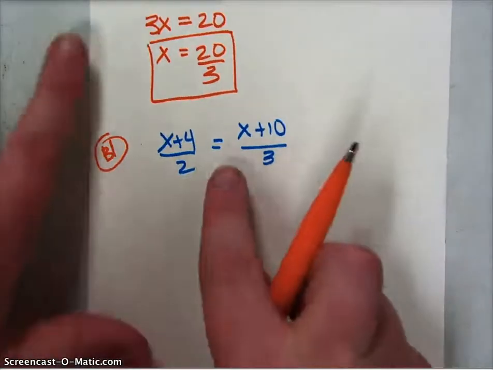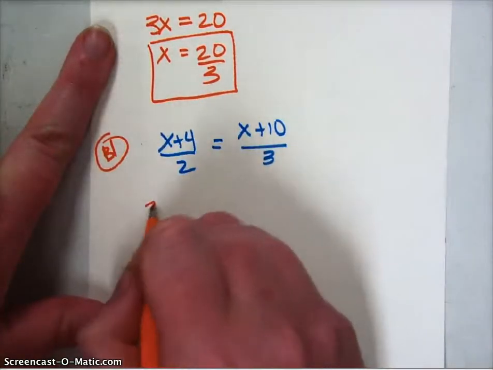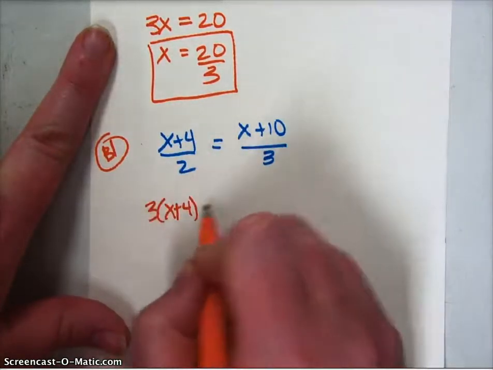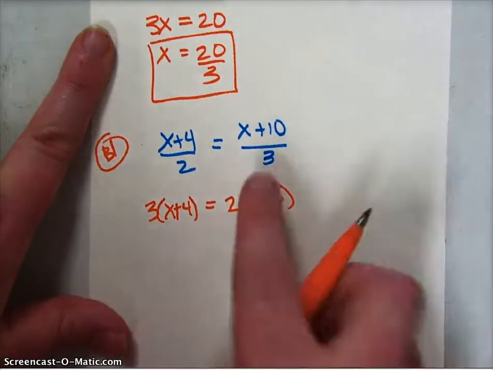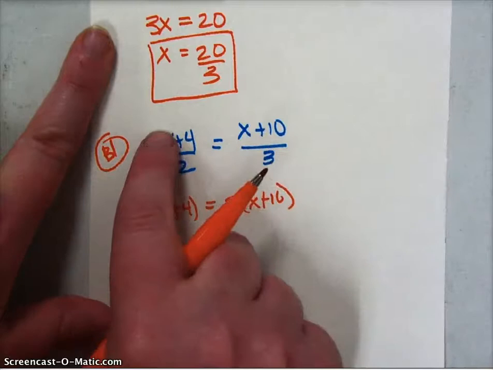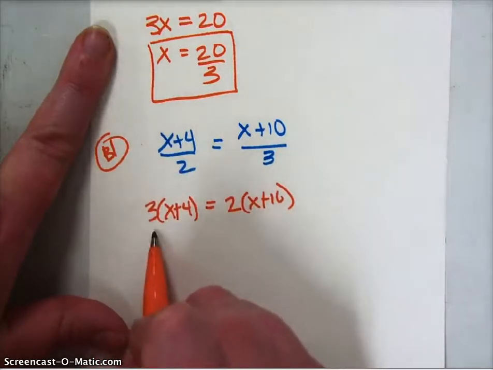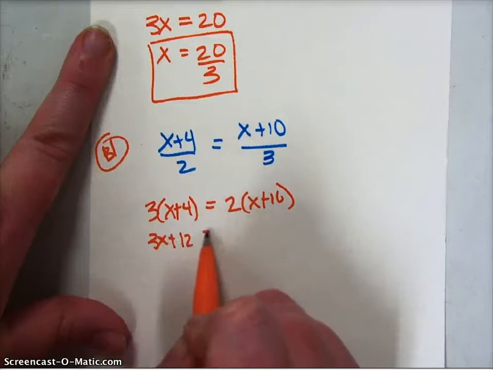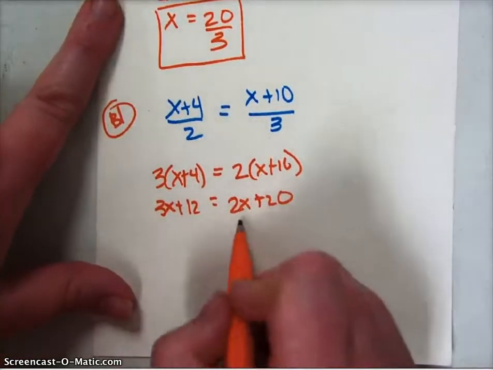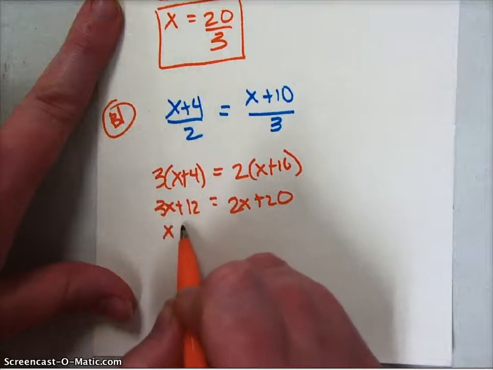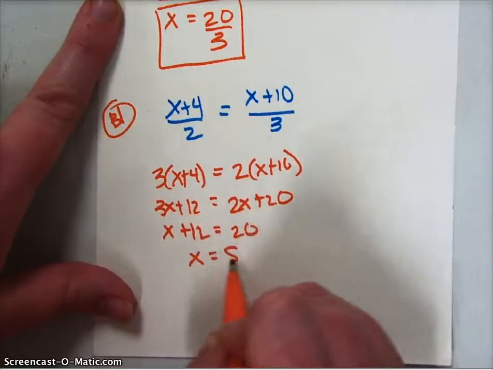We've solved proportions before, and I know you solved them in 8th grade. But this is where you would cross multiply. So we're going to multiply 3 times x plus 4 equals 2 times x plus 10. So we're taking this denominator times this numerator equals this denominator times this numerator. From here you distribute: 3x plus 12 equals 2x plus 20. And then pretty easy from here, subtract 2x from both sides. So x plus 12 equals 20, and then subtract 12, x equals 8.